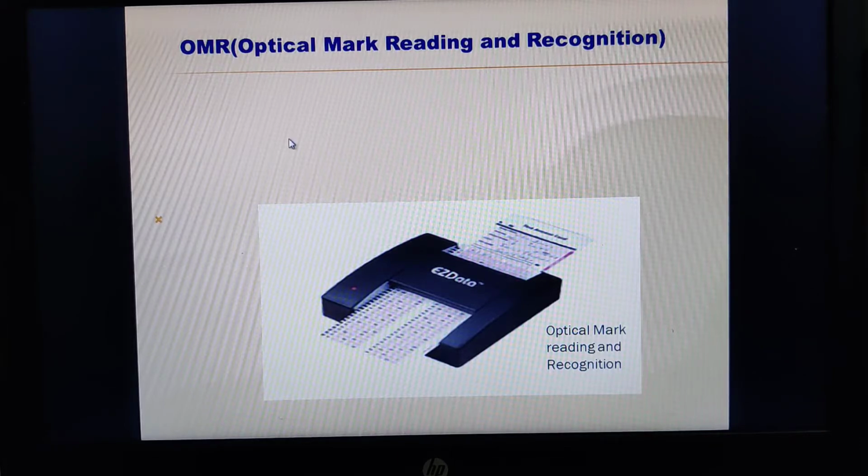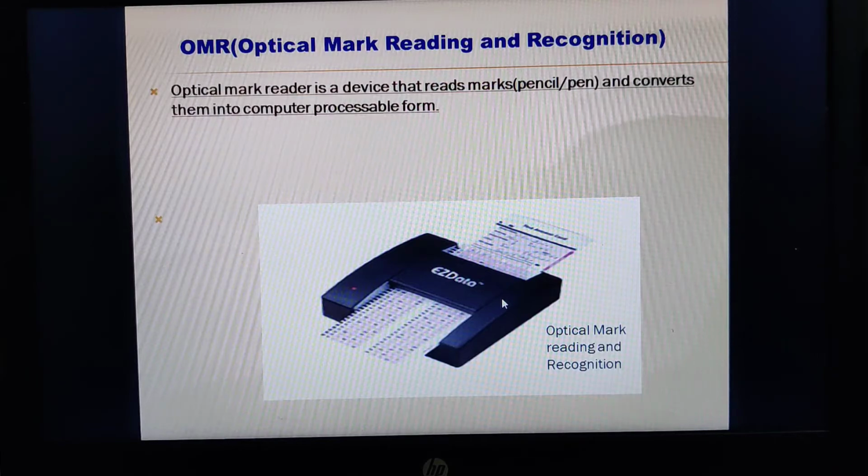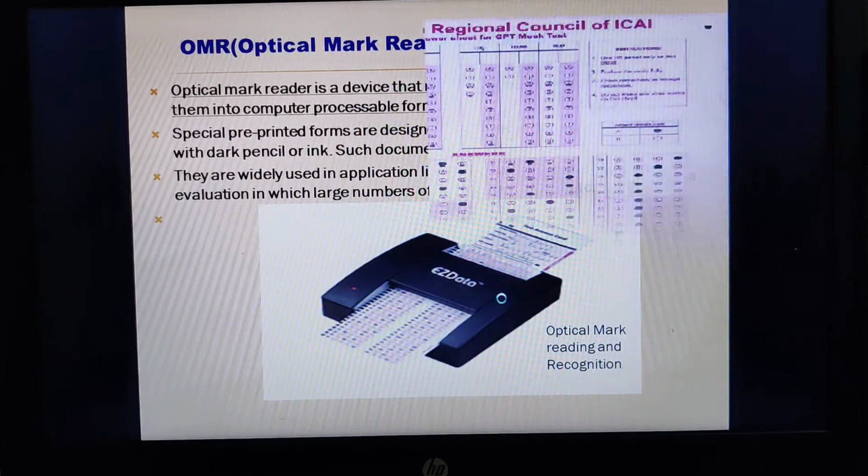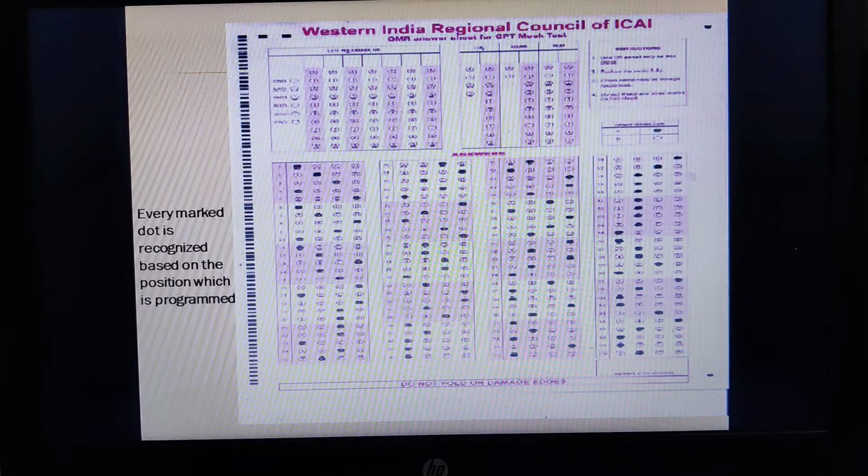In order to use this OMR, we need to use some special printed documents. Like you can see here, this is an example of OMR sheets. These are the sheets which are read by the OMR device, wherein it will recognize all the marks made by a pen or pencil. It consists of special pre-printed forms designed with boxes, wherein we can mark with a dark pencil or ink. Such documents will be read by the reader.